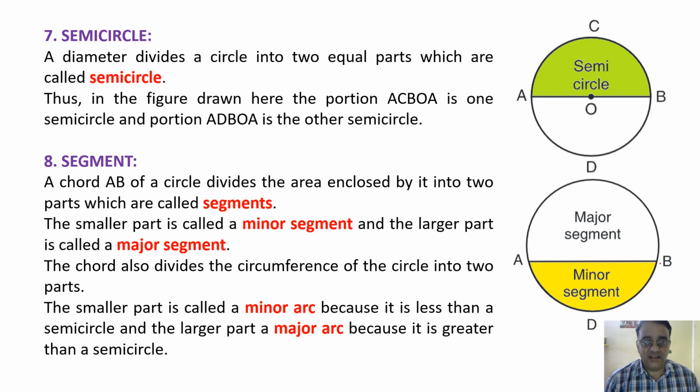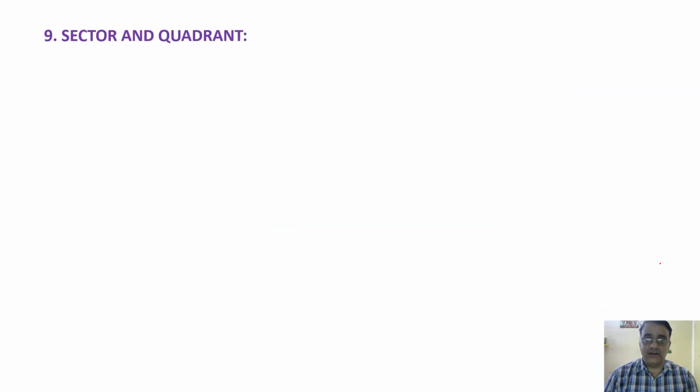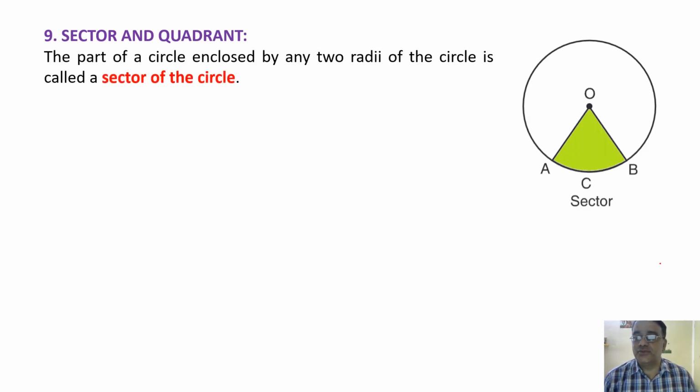Okay, so this is the 8th part. Now we are moving toward the 9th part, sector and quadrant. Quadrant is the 10th, I have combined both together. See, the part of a circle enclosed by two radii of the circle is called sector of a circle, the green part. The region bounded by two radii and an arc, the enclosed region, we call sector. In the figure, OACB is a sector, this green color.